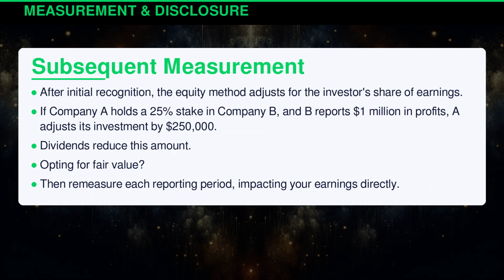After initial recognition, the equity method adjusts for the investor's share of earnings. If Company A holds a 25% stake in Company B, and B reports $1 million in profits, A adjusts its investment by $250,000. Dividends reduce this amount. Opting for fair value, you then remeasure each reporting period, impacting your earnings directly.